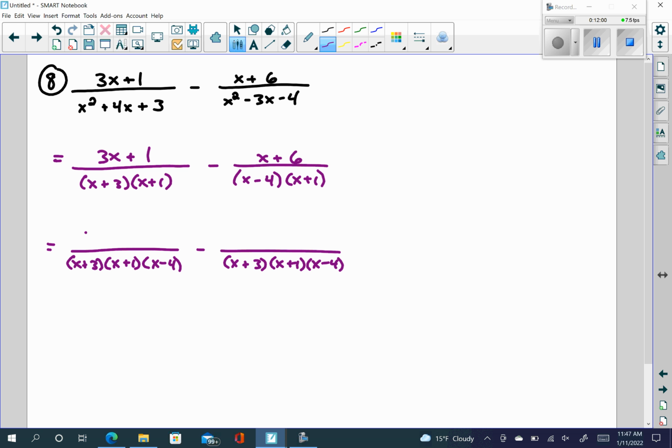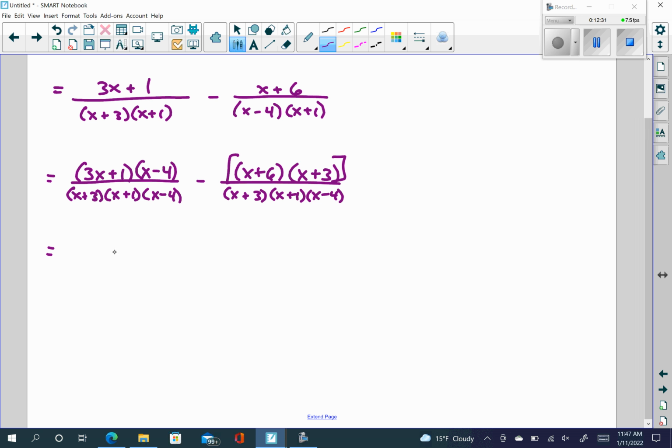But now because 3x plus 1 is a binomial, I need to put it in parentheses. The denominator already had the x plus 3 and the x plus 1. We needed to multiply it by the x minus 4, so I need to multiply the numerator here by x minus 4. Next, I'll put the x plus 6 in parentheses. The x minus 4 and x plus 1, they were both already there. I need to multiply by the x plus 3. Now also, because we're subtracting, whatever we get here, I need to subtract. So I need to put that whole quantity in brackets. Now I'm going to make one big fraction, keep our denominator.